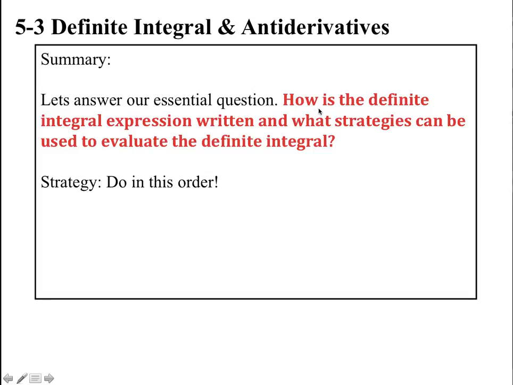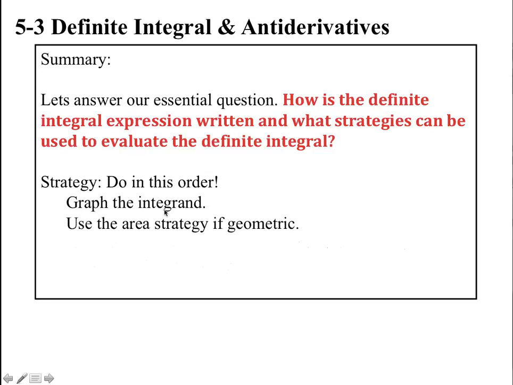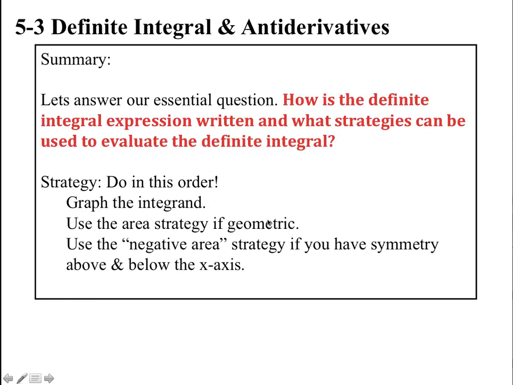So we're talking about the definite integral and what strategies can be used to evaluate it. We want to graph the function, or graph the integrand. We want to use an area strategy if it's geometric. We use a negative area strategy if you have symmetry. And then we want to use your calculator if you have neither symmetry nor geometric qualities to your graph.